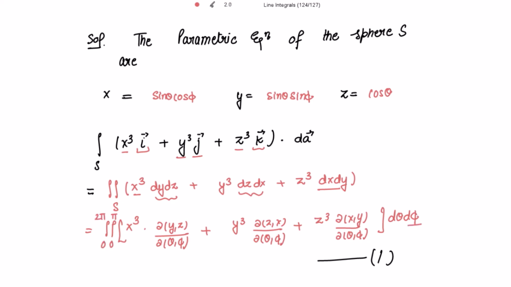In the previous example, we have taken the limits of theta and phi to be from 0 to pi by 2, right? But there the surface of the sphere is in the first octant. And in this example, the surface of the sphere is given to be a complete unit sphere. So here we take the limits of theta from 0 to pi and for phi from 0 to 2 pi, right? Please understand this.